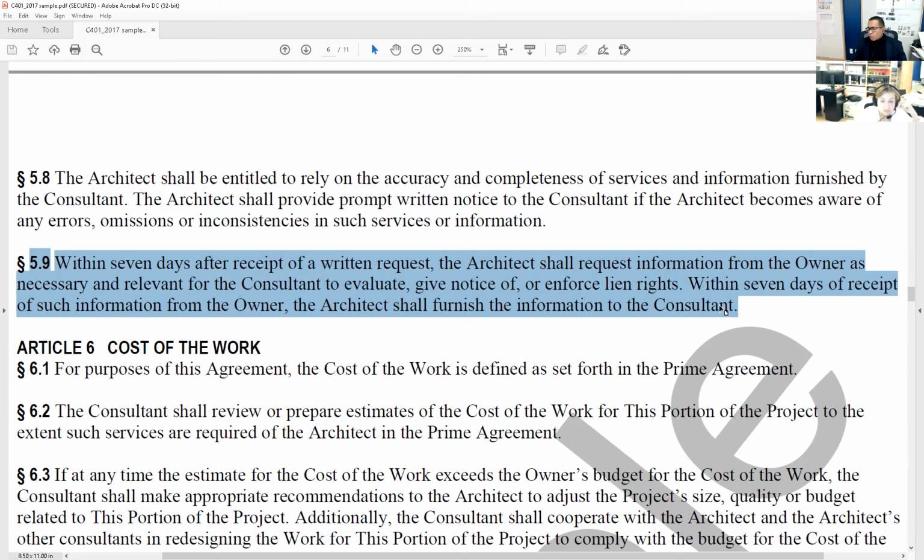Yep, the consultant could file a lien on a property, and anything that they need to be able to protect themselves with that lien, it's got to be requested from the owner. But they can't request it directly. They got to request it through the architect. And within 7 days, the architect requests it. And as soon as they get it, within 7 days of getting it, they got to reply back. All right.